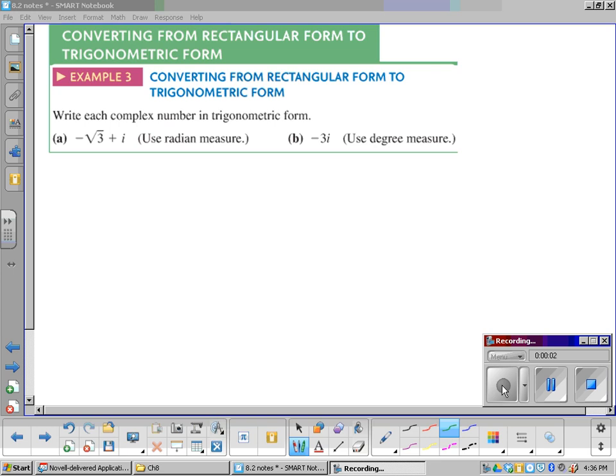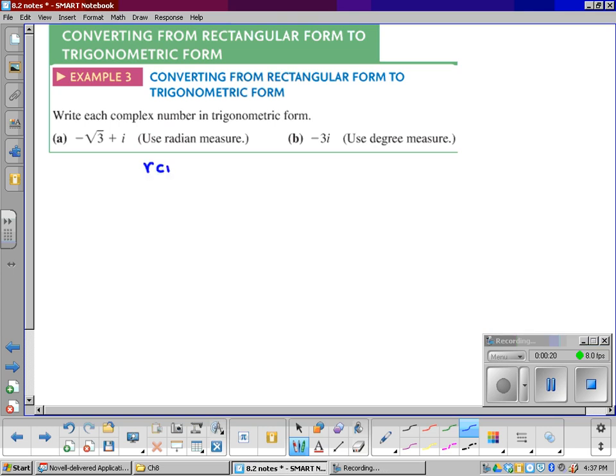Now that you've seen how easy it is to convert from trig form to rectangular form, we need to go the other direction. We need to be able to convert from rectangular form, which you see here, it doesn't have any trig in it, to that version that does have the trig in it. So the form of our answer is going to be r cis theta, or you can write the long form of that. This tells us to use radian measures, so you just need to remember that when you're finding your angle.